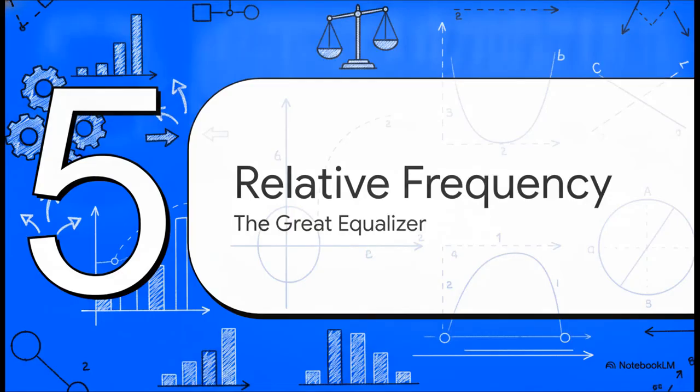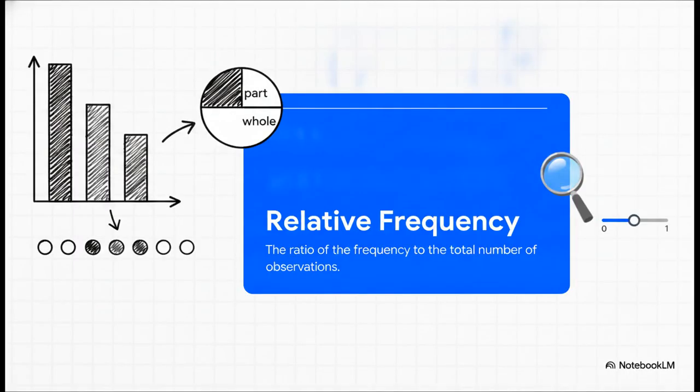Section 5, understanding relative frequency. So how do we fix this? We need a way to level the playing field. Let me introduce you to our great mathematical equalizer, relative frequency. The definition is brilliantly straightforward. Relative frequency is simply each specific count divided by the grand total. This elegantly shrinks everything down to a standard decimal number between 0 and 1.